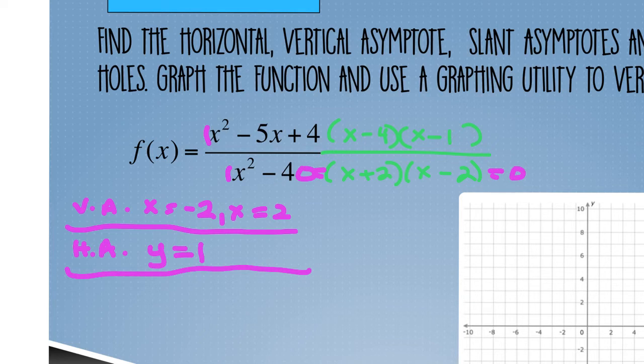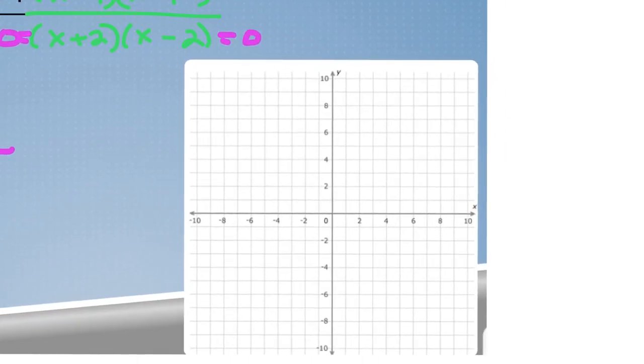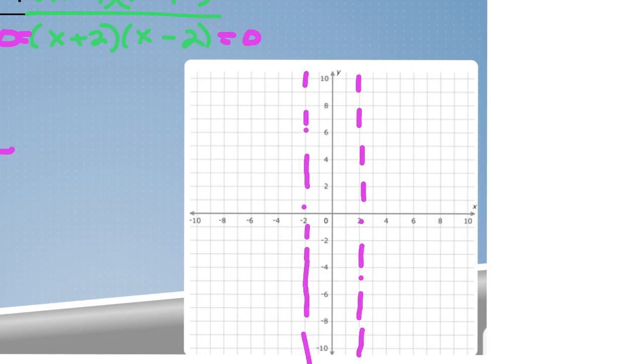Is there a slant asymptote? No. Nope, because the degree on the top is not 1 more than the one on the bottom, and also I can't have a horizontal and a slant. And there's no holes. So I can start with what I've got already, which is the vertical asymptotes at 2 and -2, and the horizontal asymptote at 1.